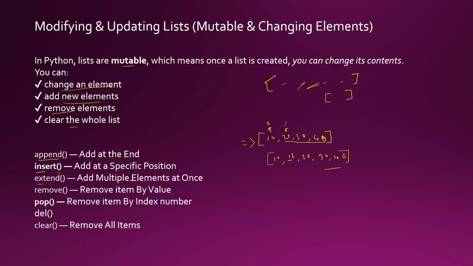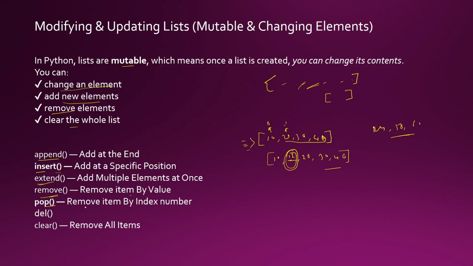Now next is extend. Add multiple elements at once. If we want to add multiple values to this existing list, suppose 24, 50, 60, multiple values, then if you want to insert multiple values at once, we have to use extend. Next is remove, which removes an item by value. If you want to delete any specific value from a list, then we have to use remove. Suppose we have to delete this value 12, then we use remove.